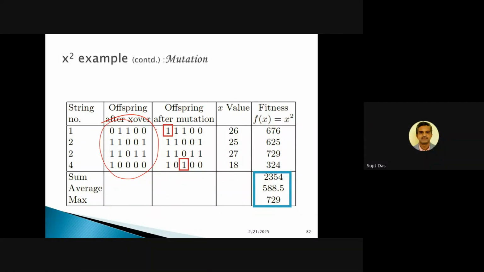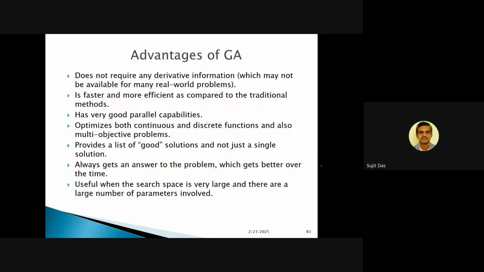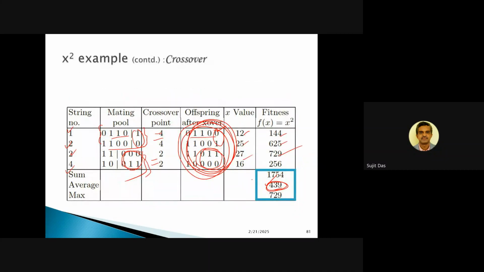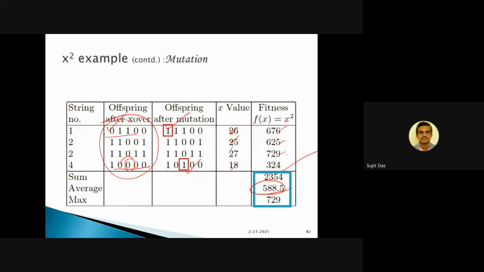So randomly selecting the first gene, go for changing. Randomly selecting the last one, randomly selecting this gene, go for change. Find the decimal value, find the fitness value. What is the average fitness? 588.5. What was the earlier fitness? Earlier fitness was 439. So average fitness is improving or not?